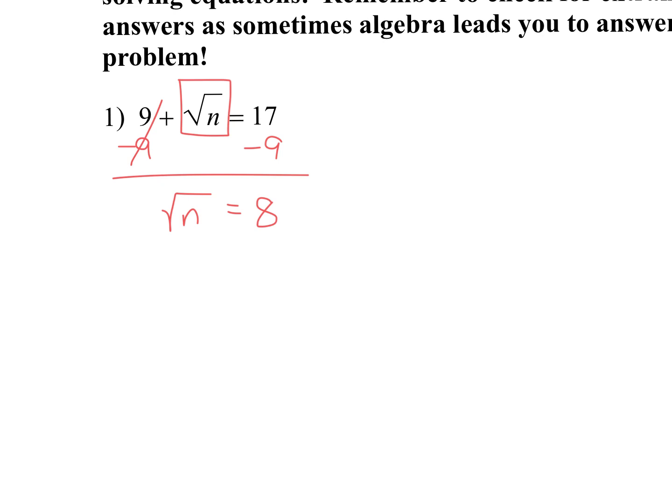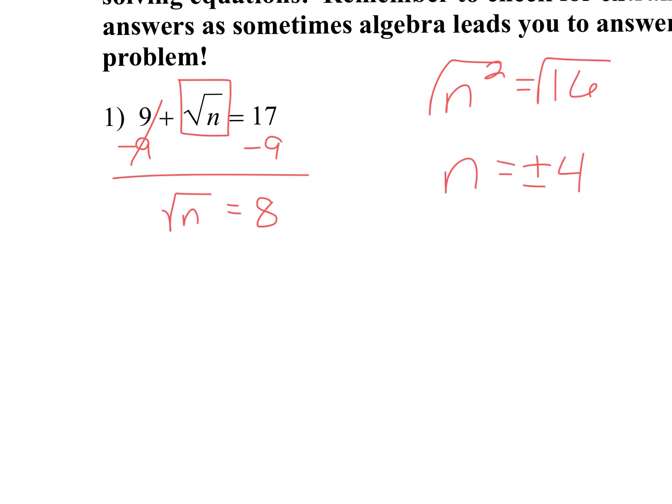Start you with this. How did we solve equations like this? How did we get the n by itself when it looked like that? We took the square root, right? So we'd get n equals positive negative 4. So how do we get rid of a square root? Put it to the second power.